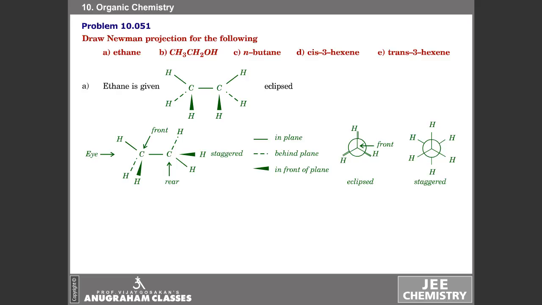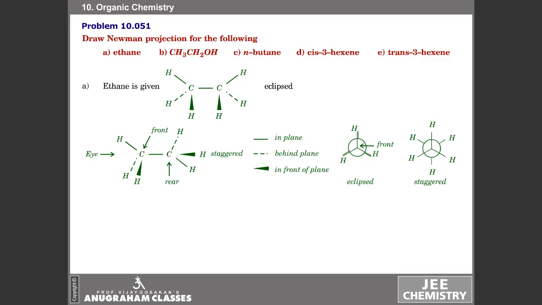In staggered, we are able to see all the 6 carbon-hydrogen bonds, 3 of the front and 3 of the rear. In the eclipsed form, we will view only 3 carbon-hydrogen bonds which are in front. The other 3 carbon-hydrogen bonds exactly get behind the front arrangement. It is called eclipse because each carbon-hydrogen bond of the front carbon would eclipse the carbon-hydrogen bond of the rear system.